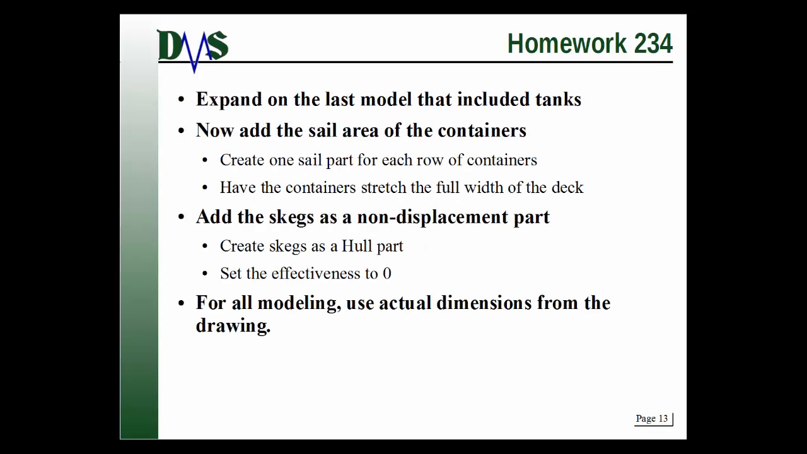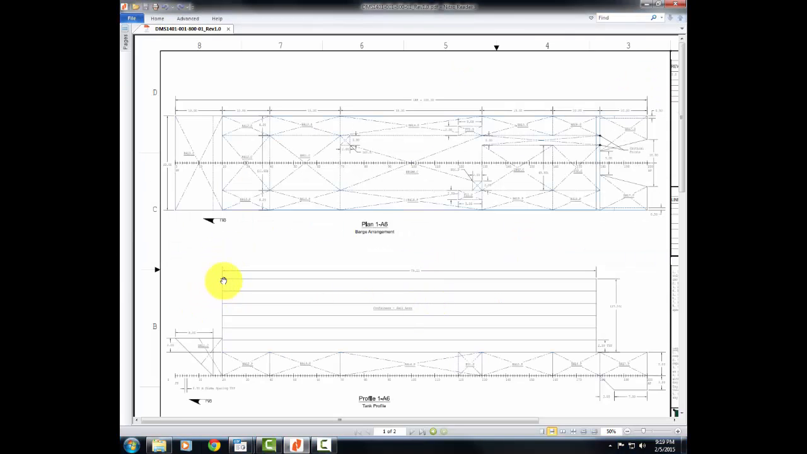Finally, homework 234. We're going to build on the last homework again. And what you're going to do this time is add in the sail area of the containers. So if I go back to our drawing, notice here in profile, there are all these containers on the top of the barge. And they're actually stacked in rows. You've got 1, 2, 3, 4, 5, 6 rows of containers. These are standard ISO containers.